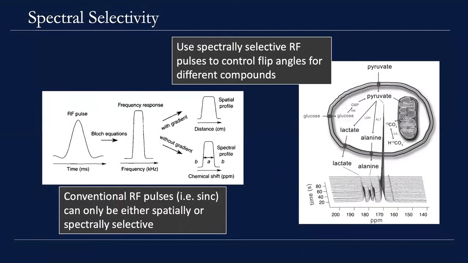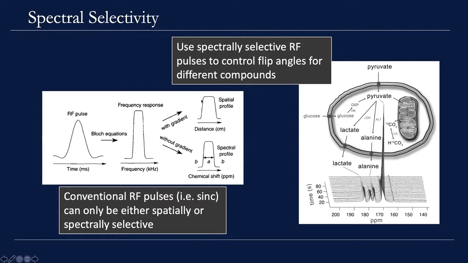So in the last 5 minutes, I want to talk a little bit about this concept of frequency selected imaging approaches versus spectroscopic imaging approaches. So when we think of RF pulses, the conventional ones like a sinc or a Gaussian type shape are either spectrally or spatially selective, right? If you play out an RF pulse without a gradient, they're spectrally selective or have a spectral response. If you play them with a gradient, you have slice selection, right?